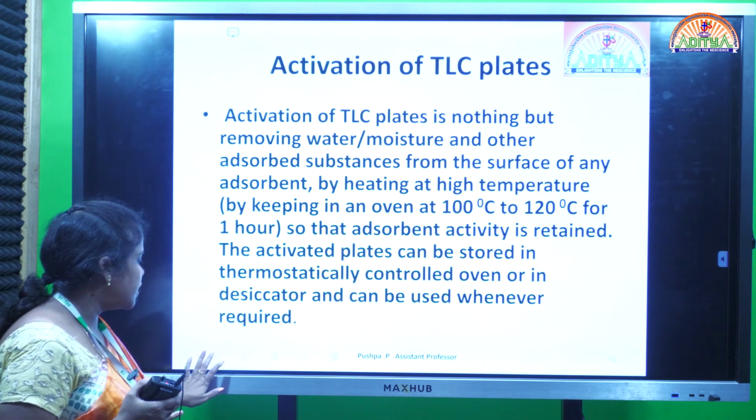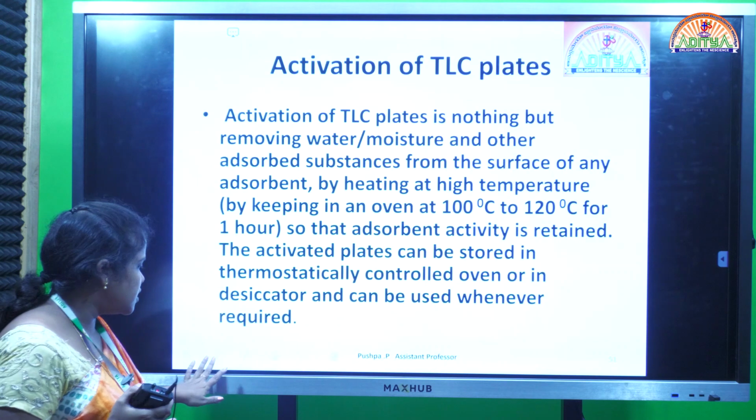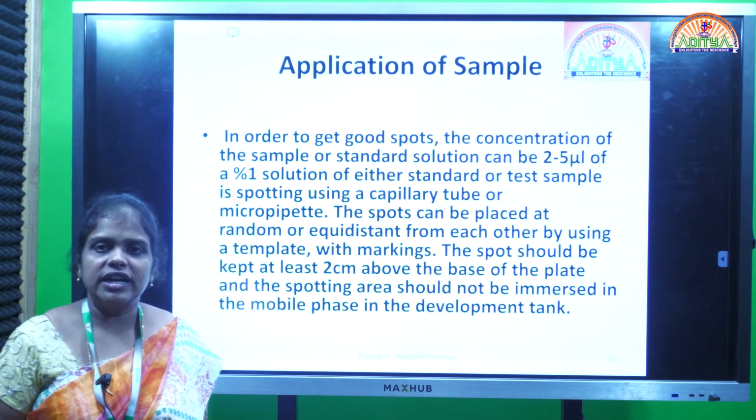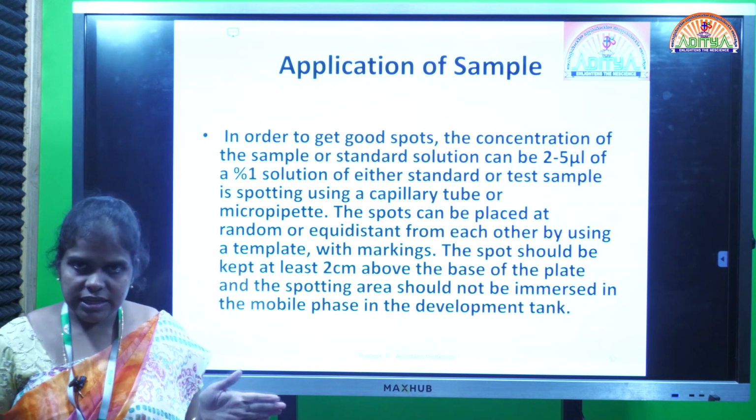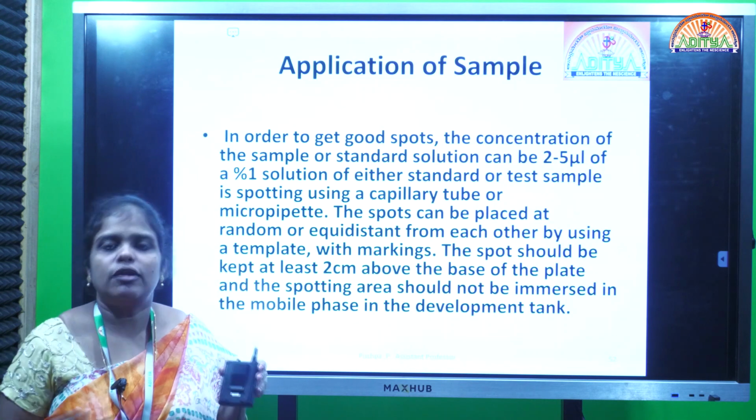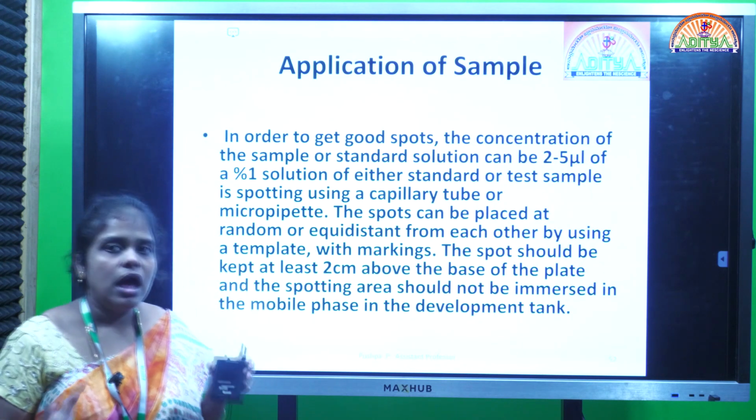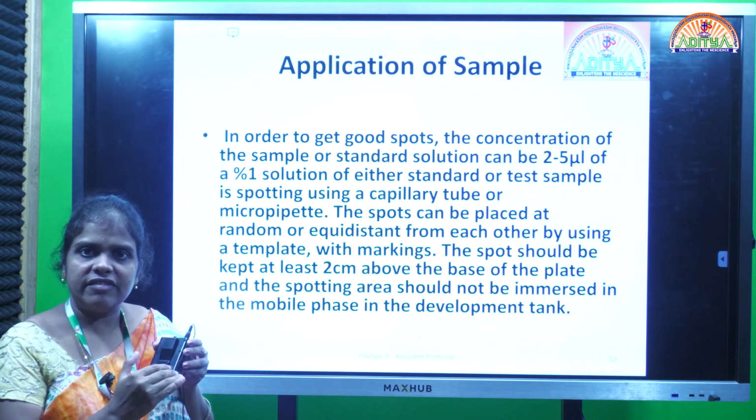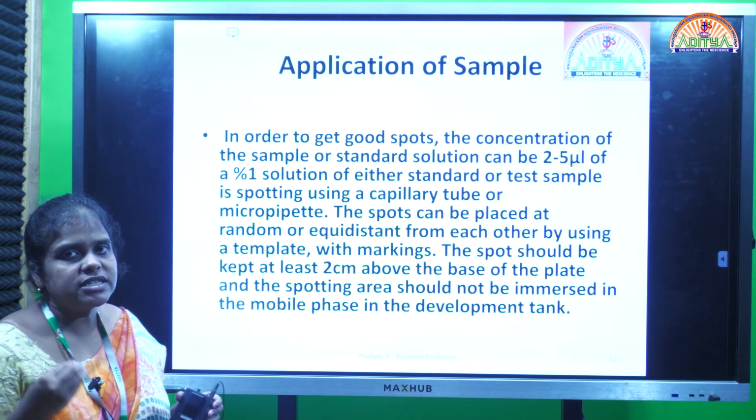And next, after preparation and after activation, what do we have to do? We have to apply the sample on the TLC plate. First we take the TLC plate, on that we apply the slurry, and then we dry it, which is called activation. After it is completely dried, or completely activated, we have to apply our sample.